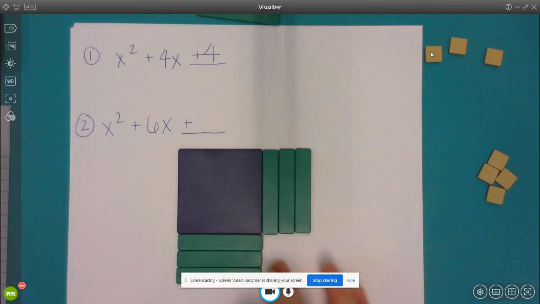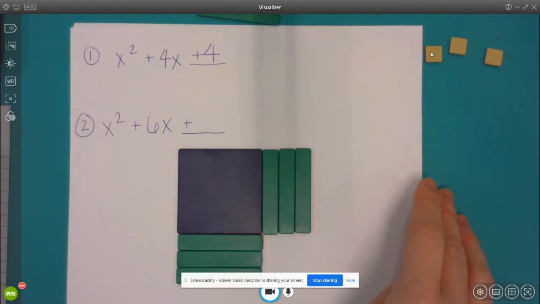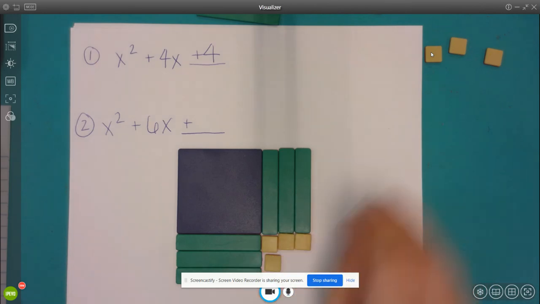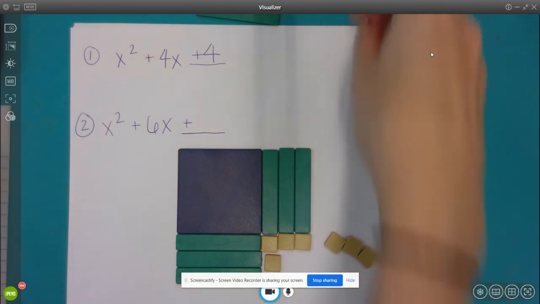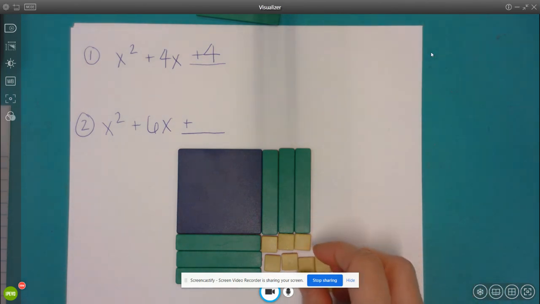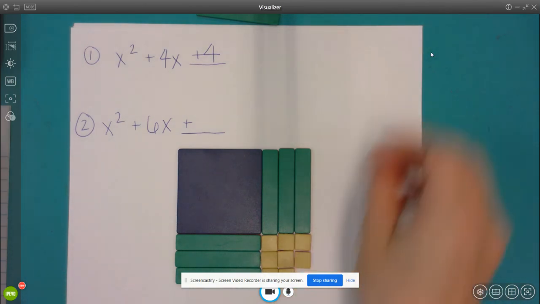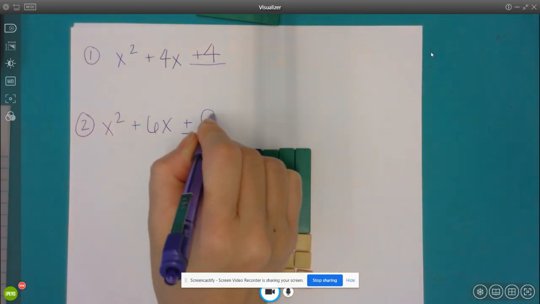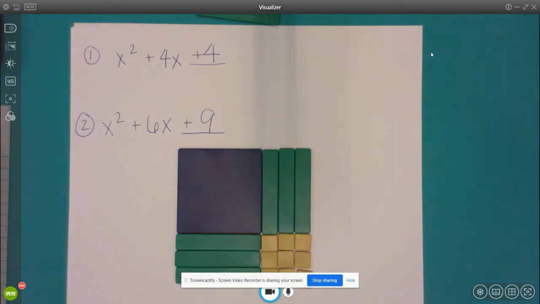So what would be missing here, I'm going to have to grab some more, are these 9 singles from our corner. So plus 9 is our missing piece. And I think we were supposed to write an equivalent expression from this, and I totally forgot to do that on the first one. But we'll go back.